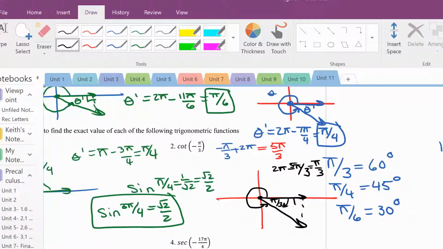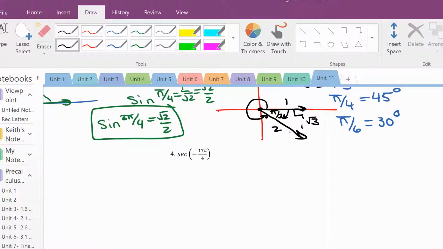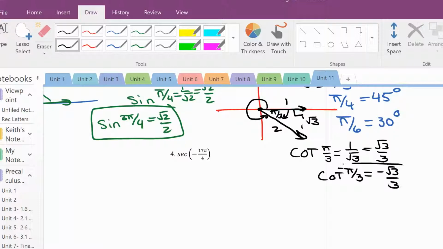Remember, pi over 3 is the same as 60, so it's rad 3 across from the 60, 1 and 2. Cotangent is x over y, so it's 1 over rad 3, which is rad 3 over 3. And since it's in the fourth quadrant, remember the cotangent is negative, because the tangent is negative. So the cotangent of negative pi over 3 is negative rad 3 over 3.